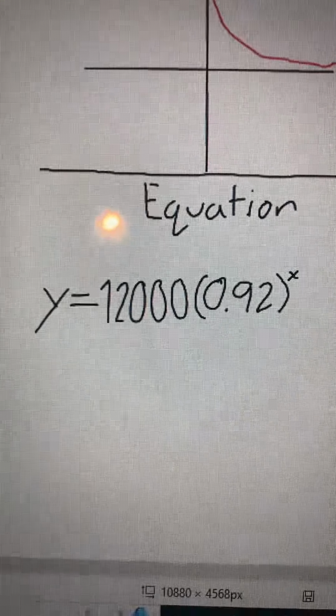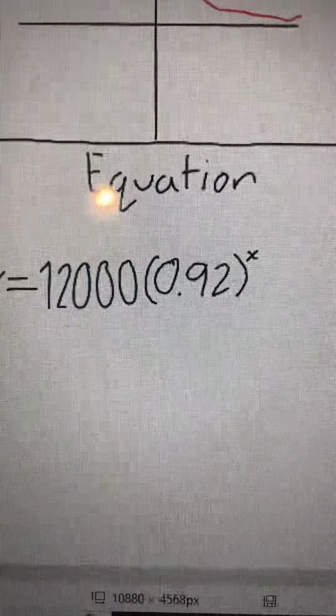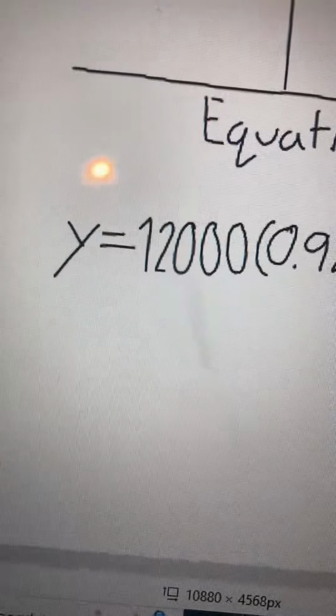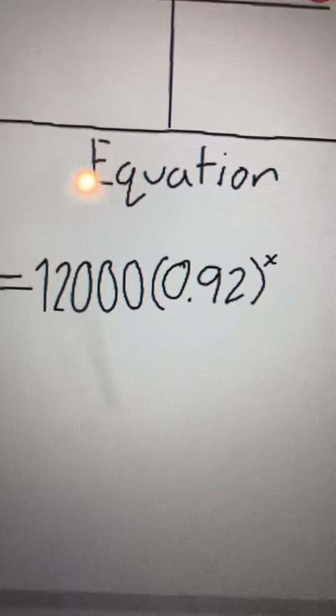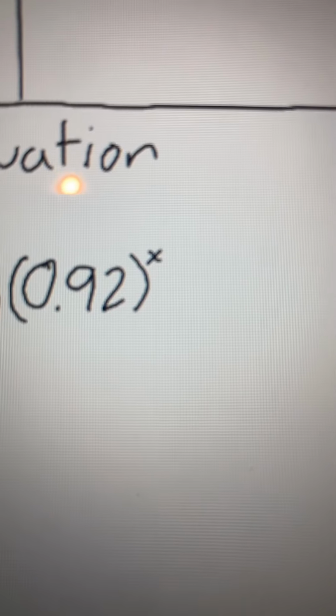And then there's the equation. Basically, for the equation, you'd have to use the formula y equals ab to the power of x. The a would represent your starting value, or your y-intercept, and then the b would represent your growth, or your decay. And then the x would represent your time.